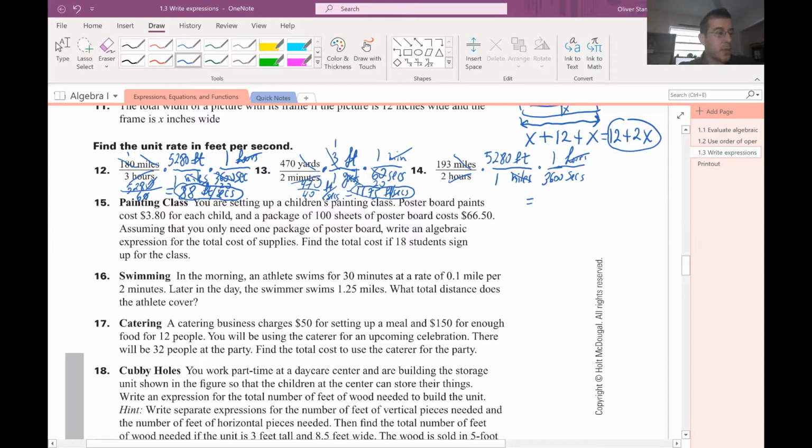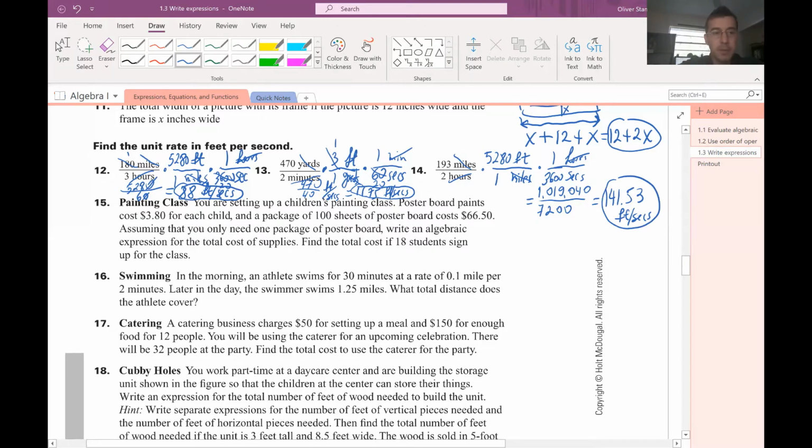193. Let's do 193 times 5280. That is 1,019,040 over 2 times 1 is 2. 2 times 3600 is 7200 feet per second. And then if we divide these two, we're going to get 141.53. 141.53 feet per second. That's the answer for 14.